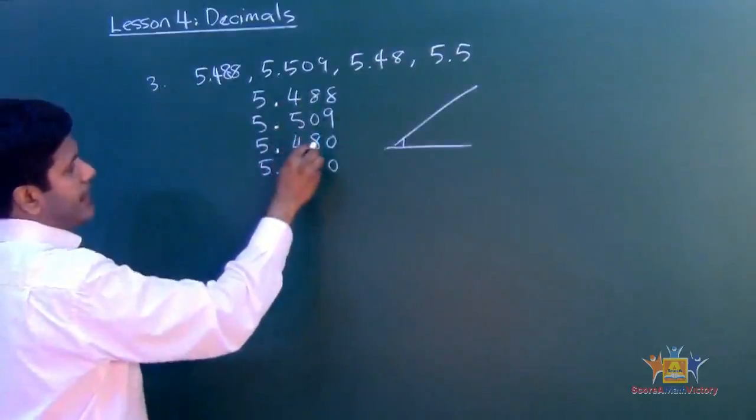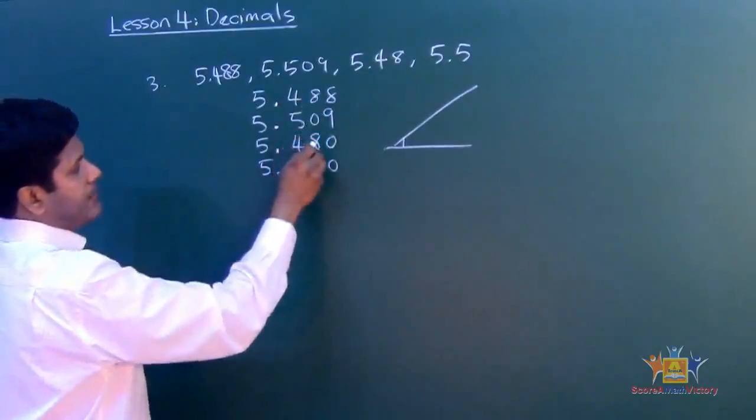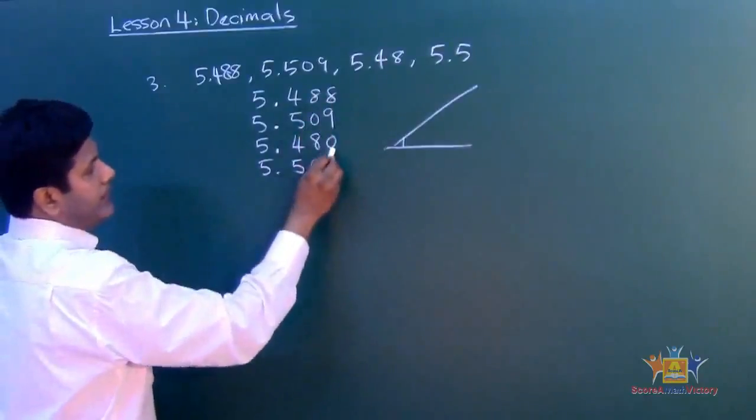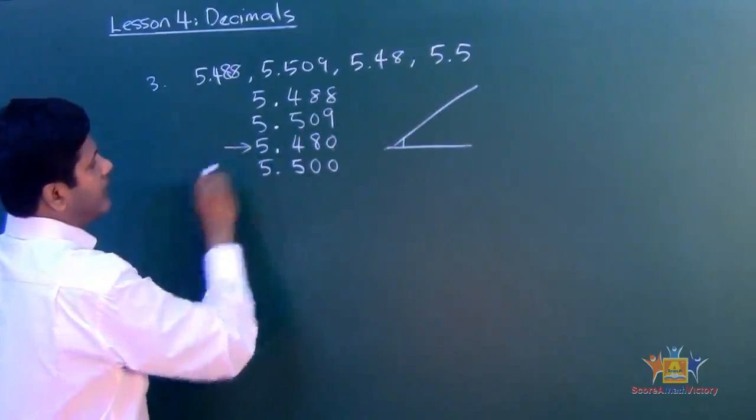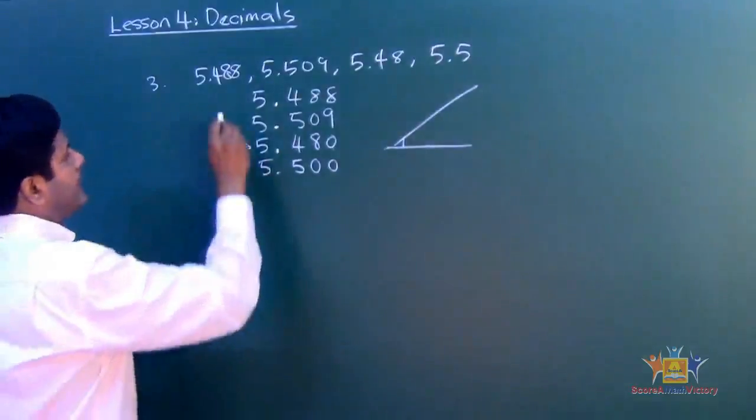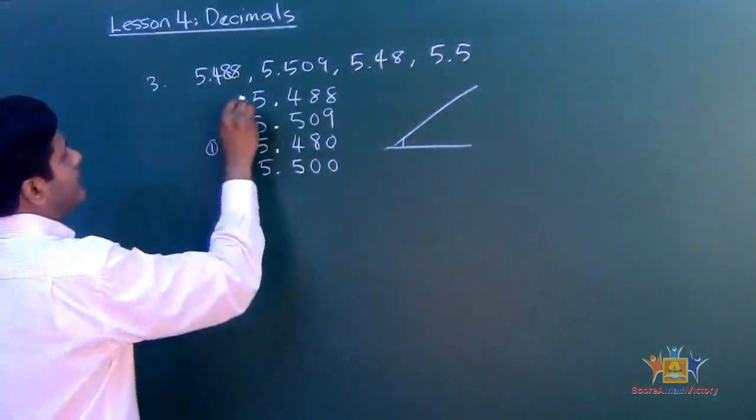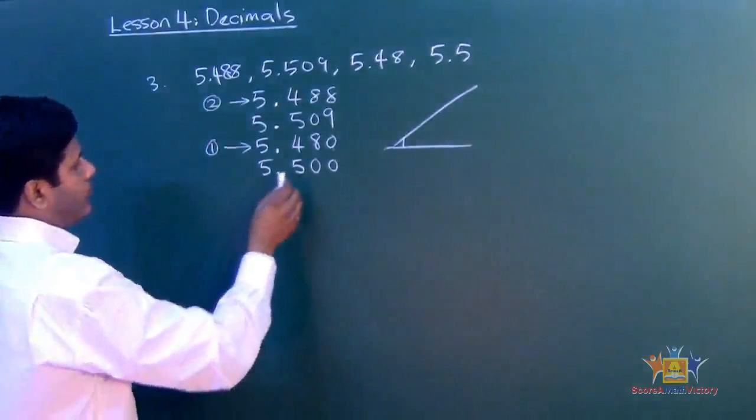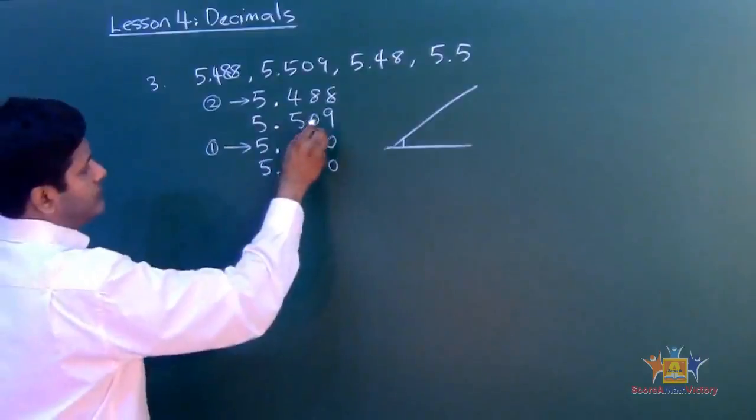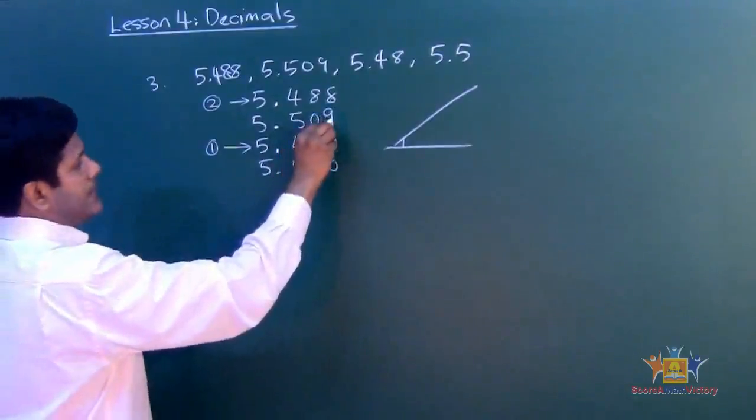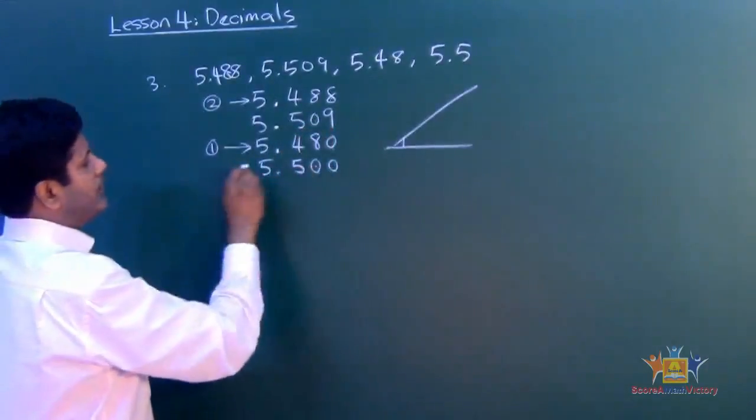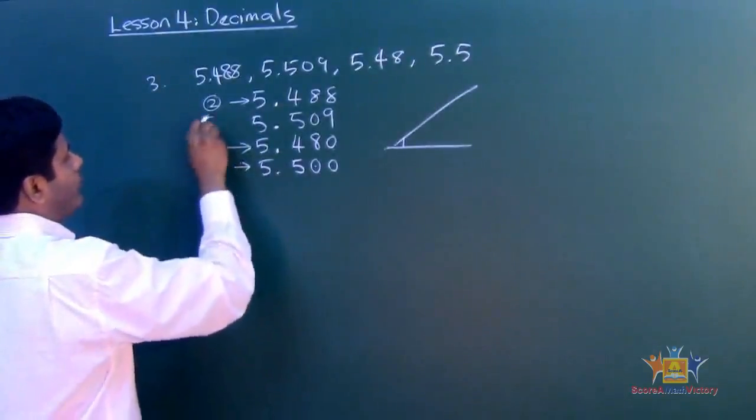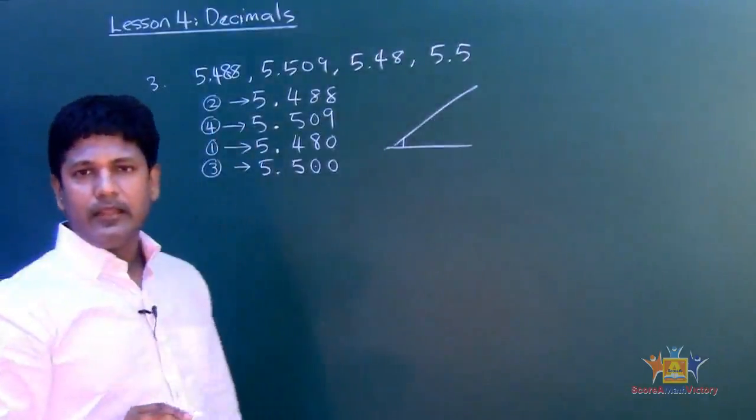8 and 8, the next digit, so I still cannot decide. But look at that third digit, 8 and 0. That tells me this is the smallest, this is the first, and this is going to be the second in my arrangement. So we already decided. Now let's go to the third one. Go back to 5 and 5. The next one is 0 and 0. 9 and 0. So who's smaller? This one is smaller. That means this is going to be third and this is going to be the biggest, the fourth.